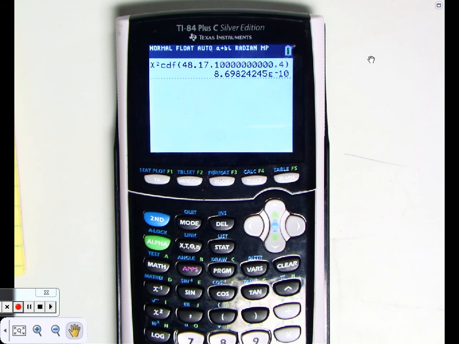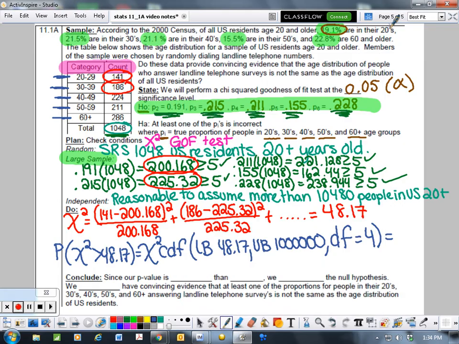So I kind of want to talk about this probability value. You see that E negative 10, and I always get this over and over. What does that E mean? It's really just a scientific notation the calculators are programmed with. So I'm going to just use 8.7 times 10 to the negative 10th power, which means that it's really 0 point, and then I'm going to have 9 zeros, 1, 2, 3, 4, 5, 6, 7, 8, 9, 8, 7.